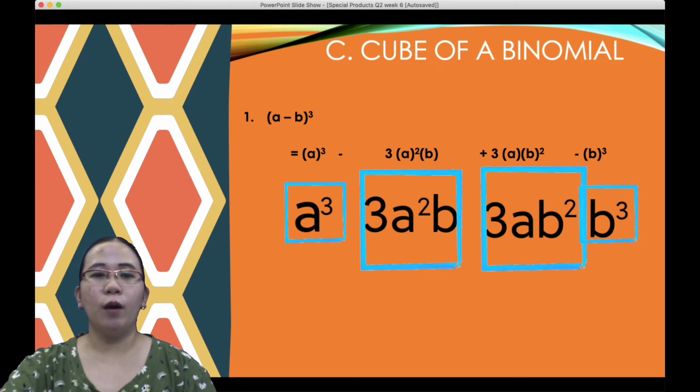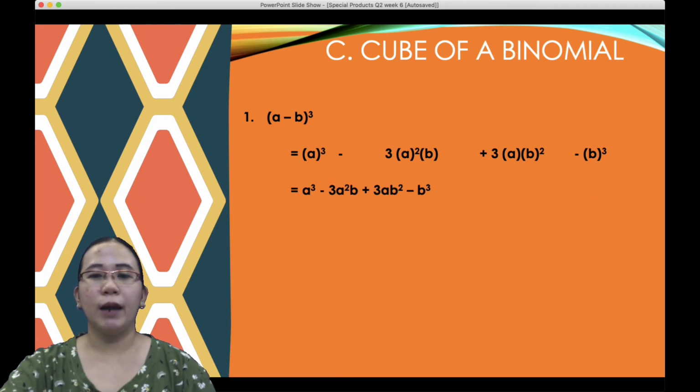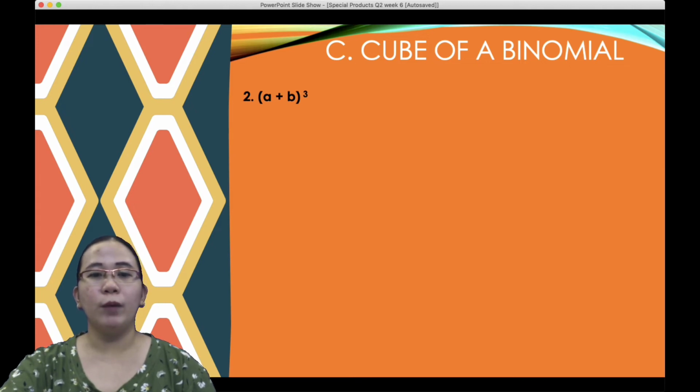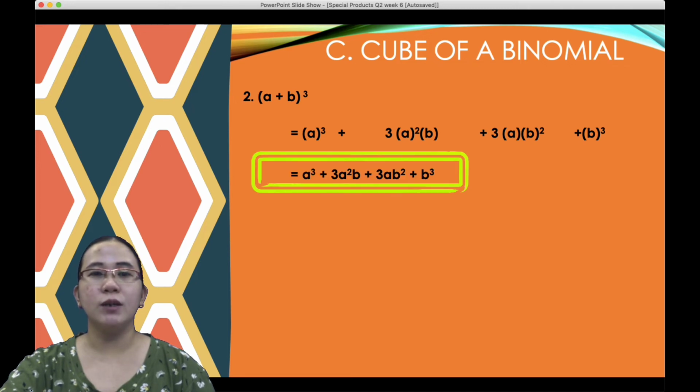Kapag cube of the sum of a binomial, lahat ng signs ay positive. We have 3 plus signs. Pero kapag difference katulad ng una nating sample, magiging minus, plus, minus ang sign ng tatlong operation in between 4 terms. So, the product is a cubed minus 3a squared b plus 3ab squared minus b cubed. Kapag naman cube of the sum of a and b, example ng number 2, the product is a cubed plus 3a squared b plus 3ab squared plus b cubed.